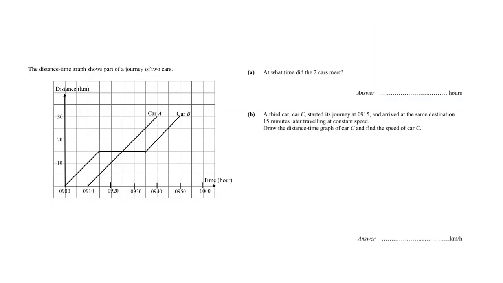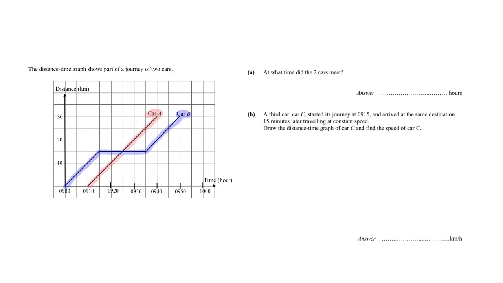To this video where we are given that the distance time graph shows part of a journey of two cars. So let's zoom in to see what they want. There's car A, which I'm going to highlight in blue, and there's one for car B in red. So this will allow us to see the graph pretty easily.